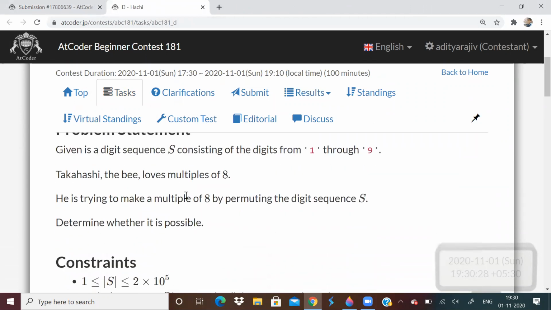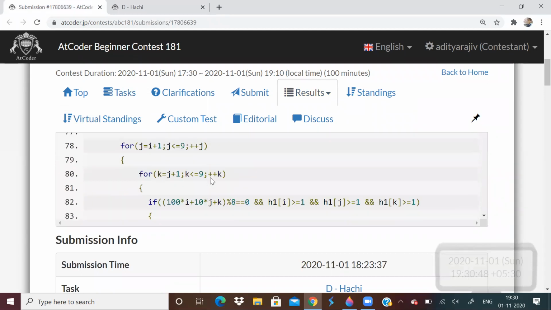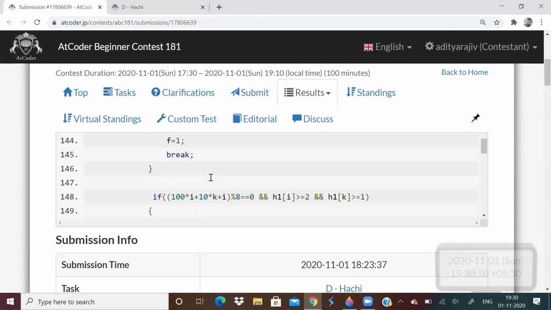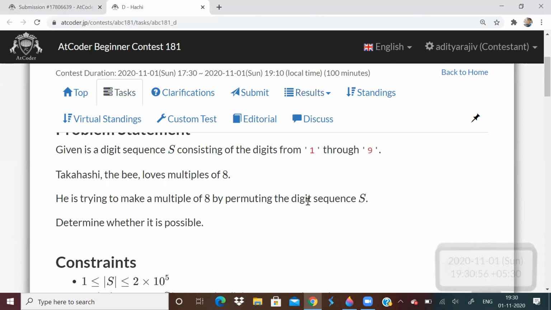Okay. Then this problem: given a string S which contains digits from 1 to 9 only, no 0, and we need to try to make it a multiple of 8. Now this problem I did brute force and it is some 200 lines of code. Okay, I will share the solution in the description. You can check it for yourself.